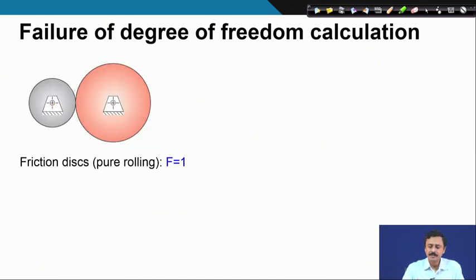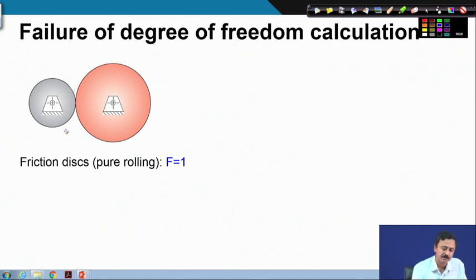Let us look at another example. There are two friction discs, just like in gears. Say two gears are in mesh, we can consider the pitch circles as two friction discs, and we know that two gears in mesh can rotate. So, they have 1 degree of freedom.